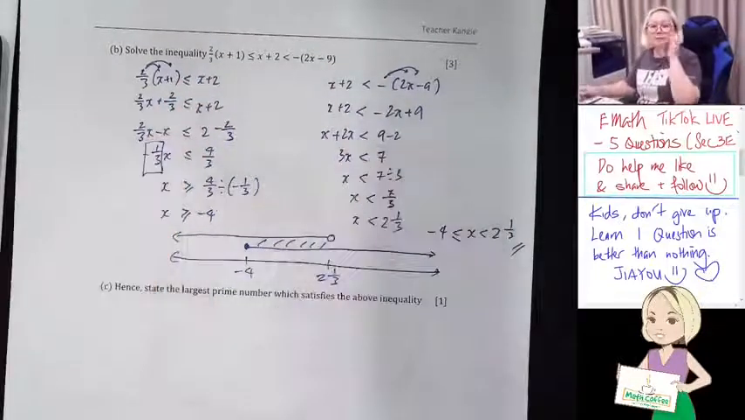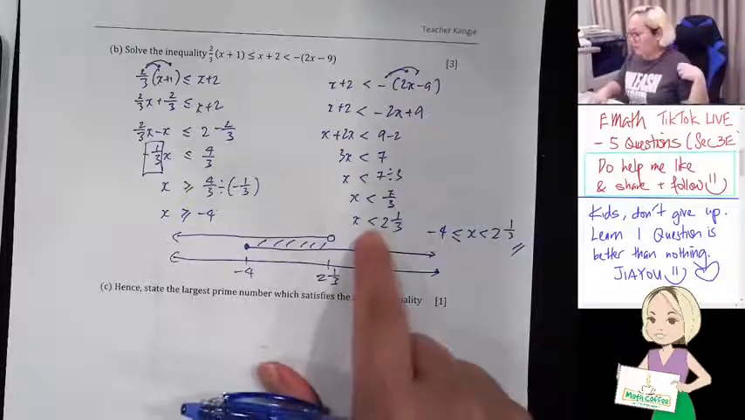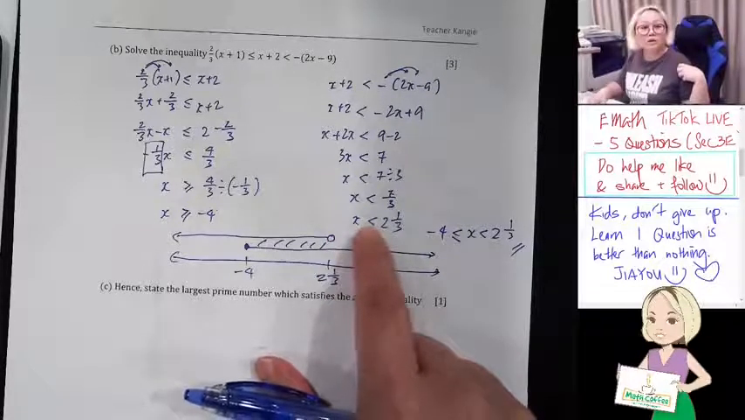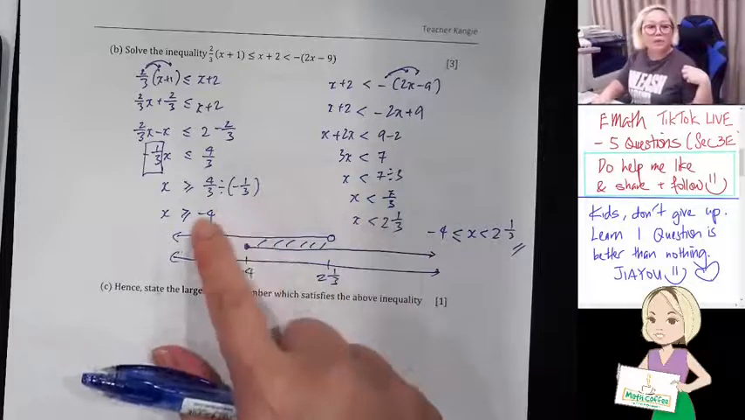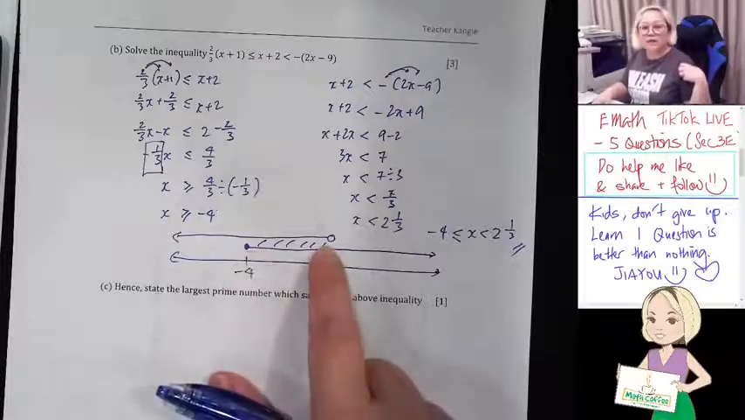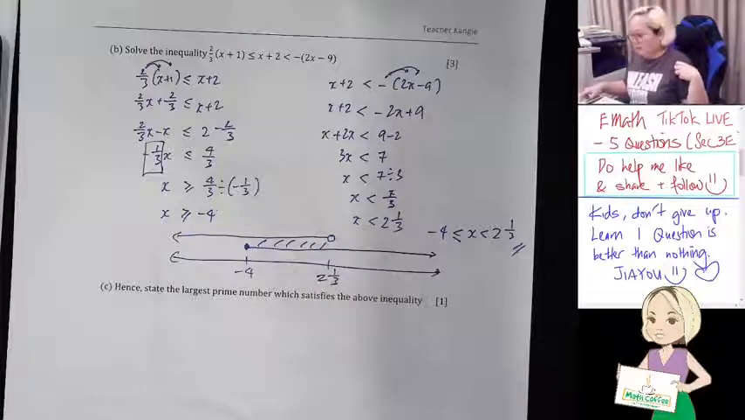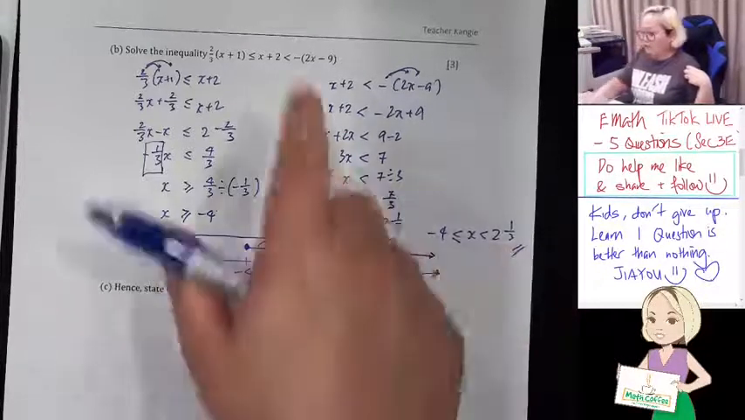Understand? What does the non-shaded stand for? Non-shaded means that there's no equal. When there's a more than or equal, you need to shade it, because you need to state that minus 4 is included. This one is unshaded, means 2 1/3 is not included. So this is my range to fulfill this.